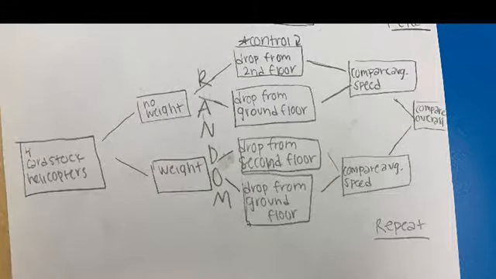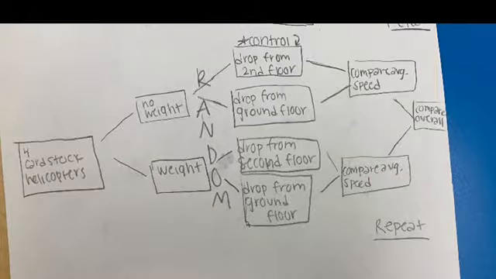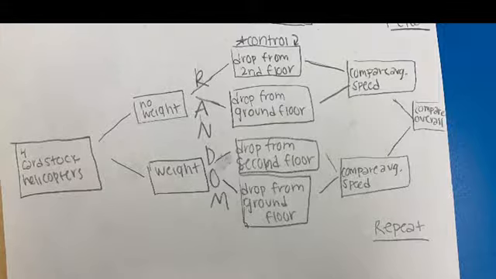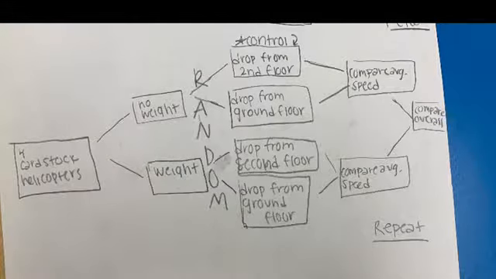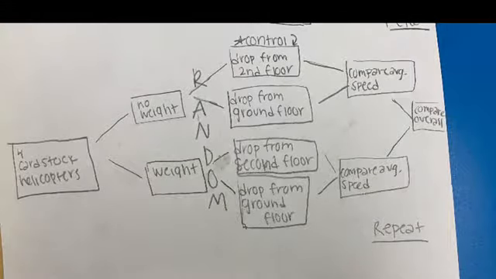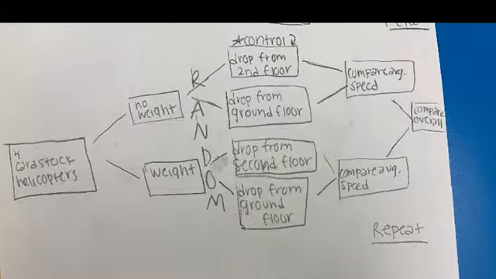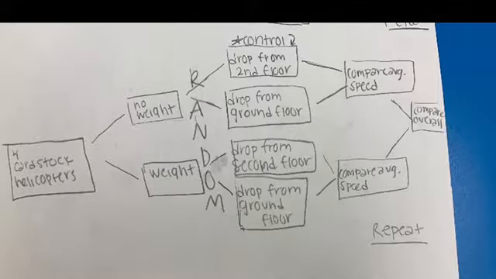So the randomization would occur when it was deciding which cardstock helicopter of weight or no weight went to the different level of flooring. Then we compare the average speed for each weight or no weight, and then together we compare them all at once at the end and see the overall results.